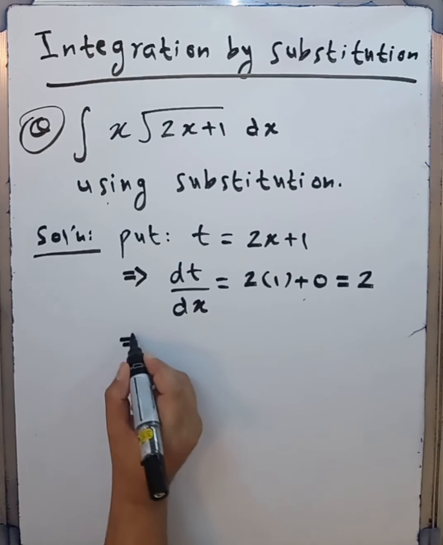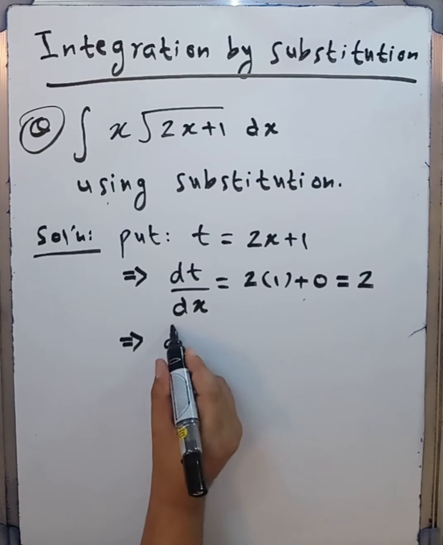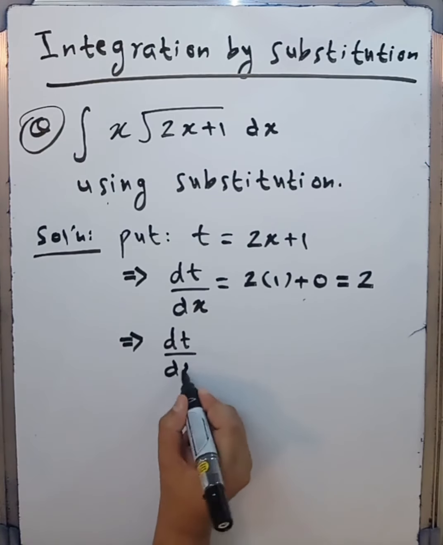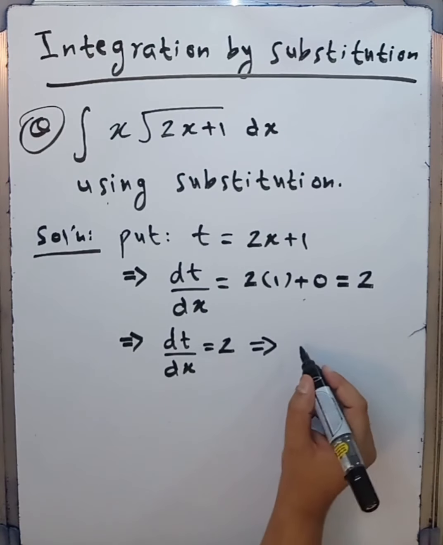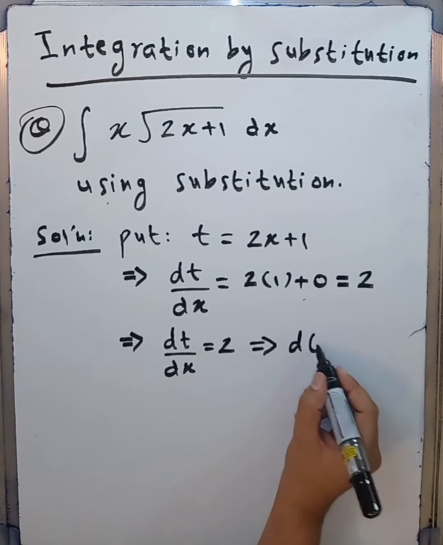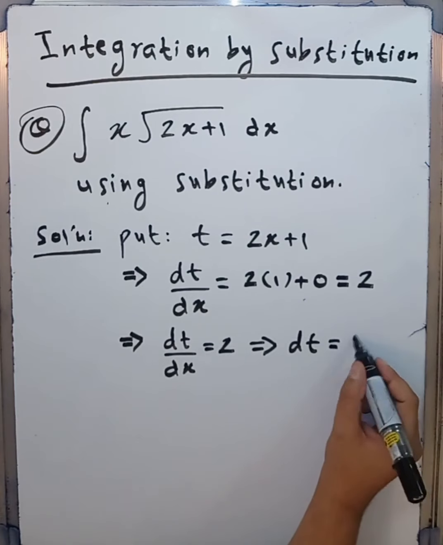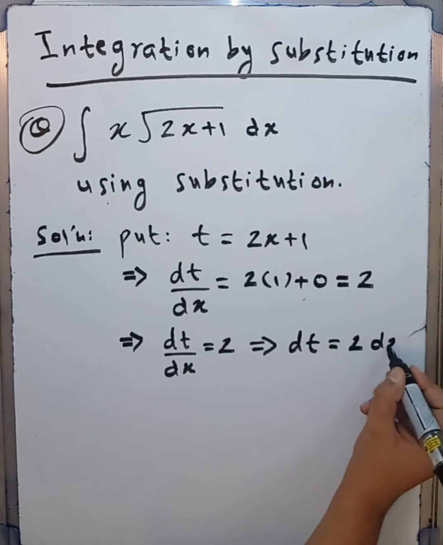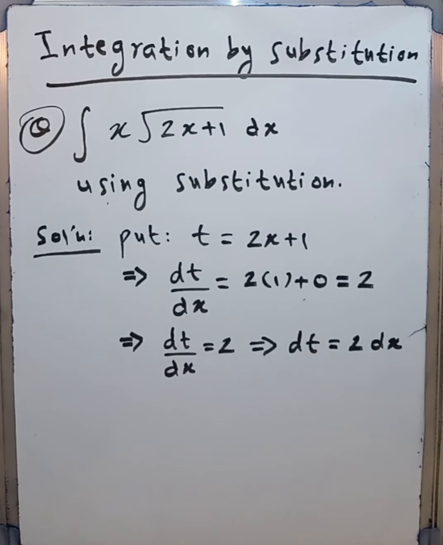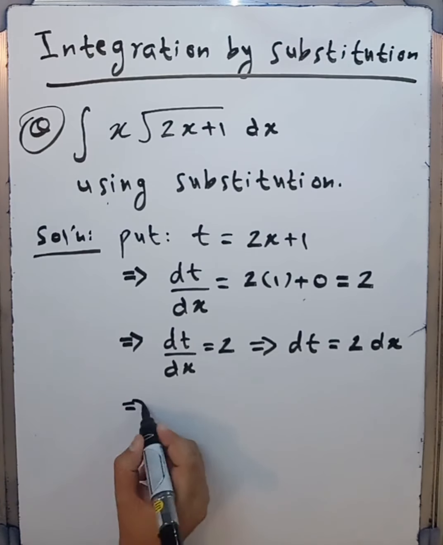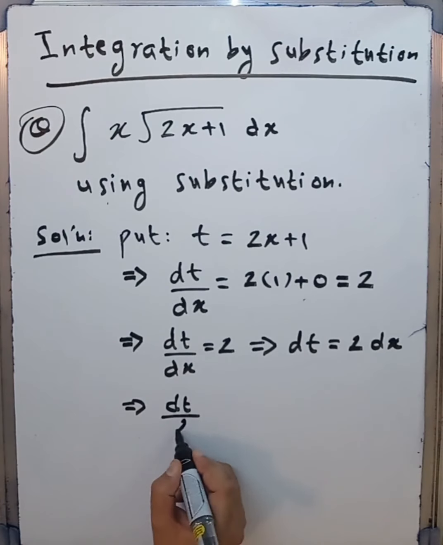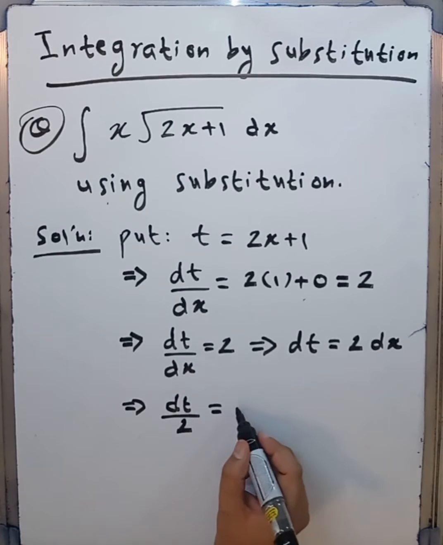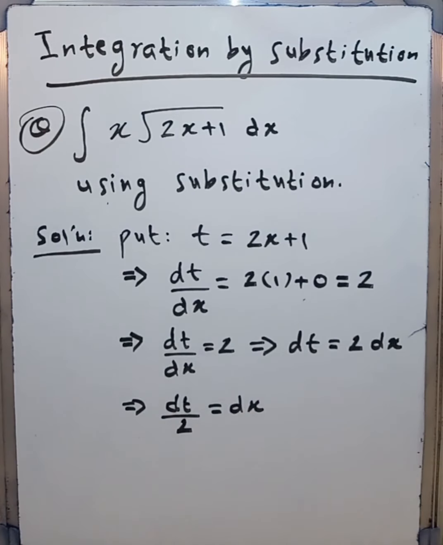This implies that dt by dx is equal to 2, and this implies that dt can be written as 2 times dx, or we can say that dt by 2 is equal to dx.